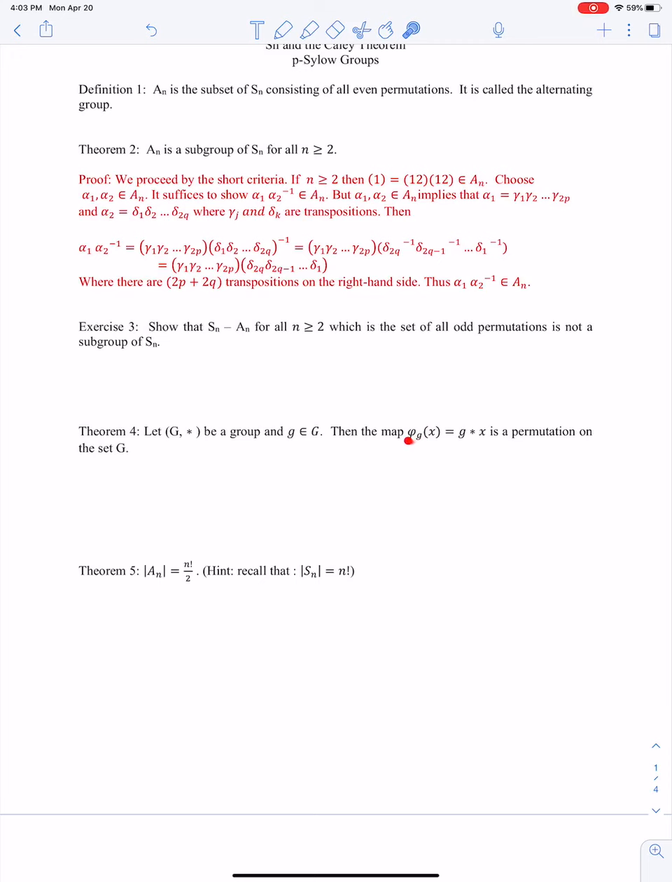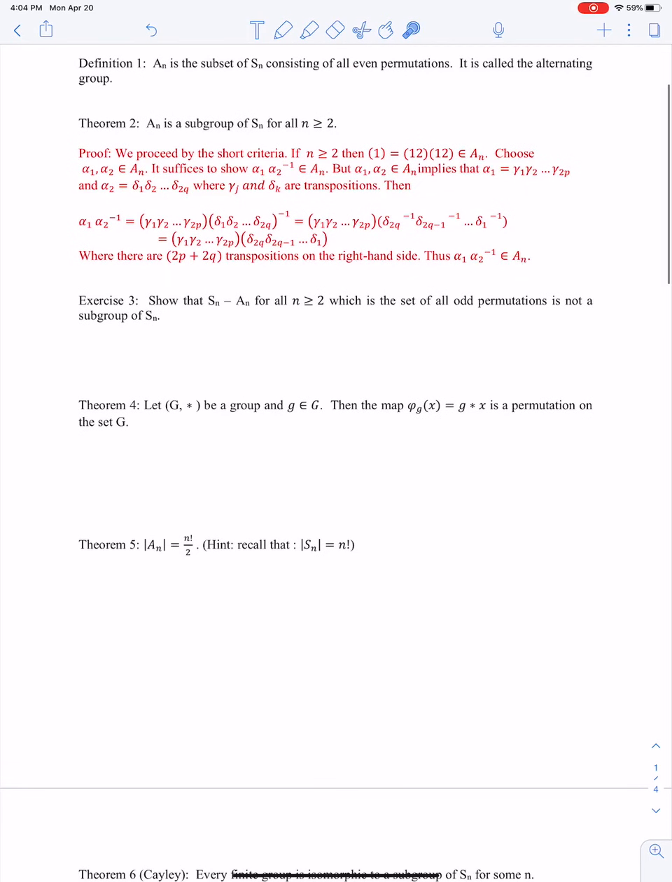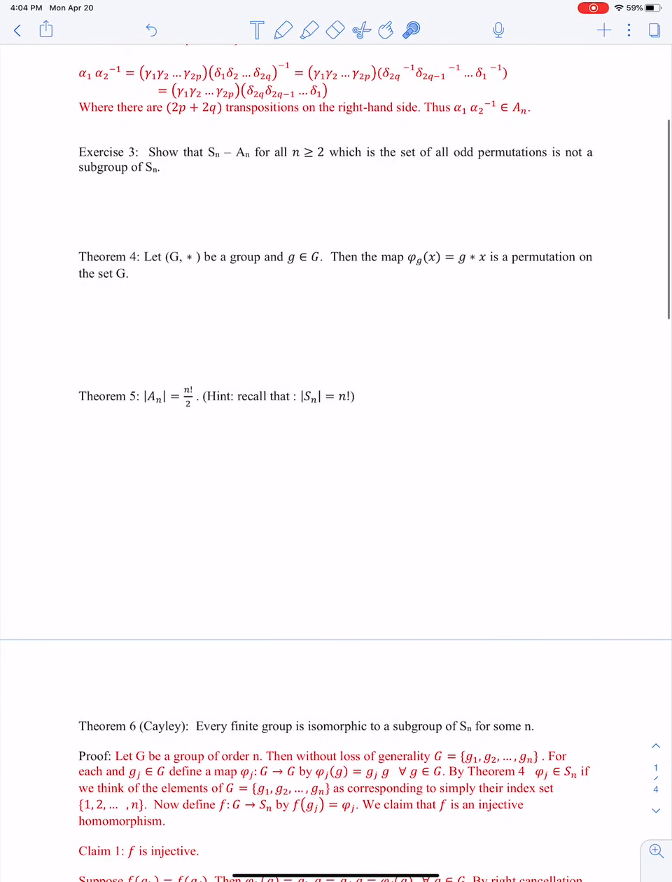Here's a map, phi sub g. So fix g in big G. And my map, phi sub g, is multiplication by g. What do I claim? That this map is a permutation on the set G. All right, so prove that. What's a permutation? A bijective map going from the set to itself. So prove this is a bijective map going from G into G, right?